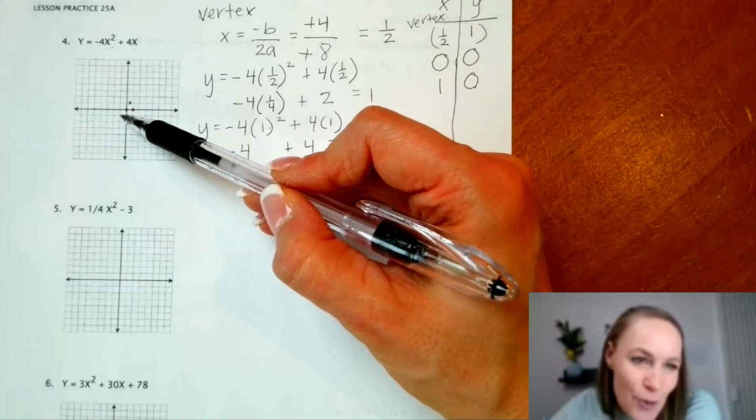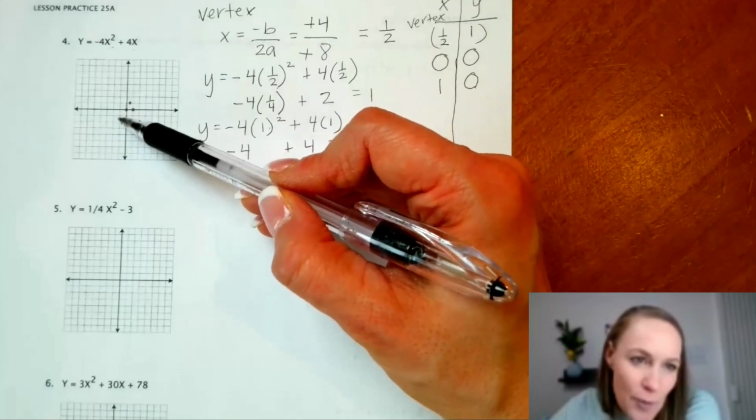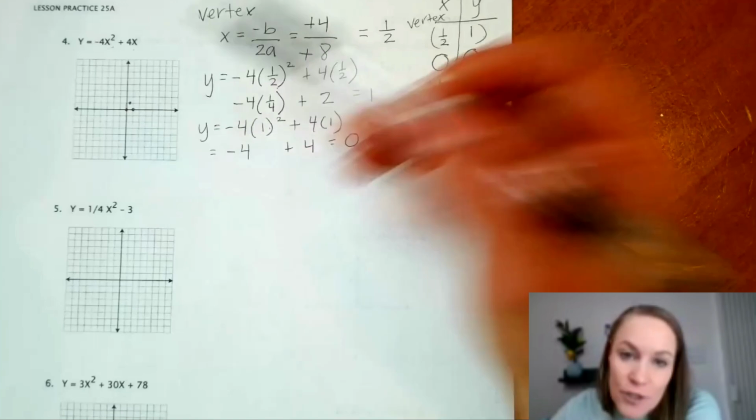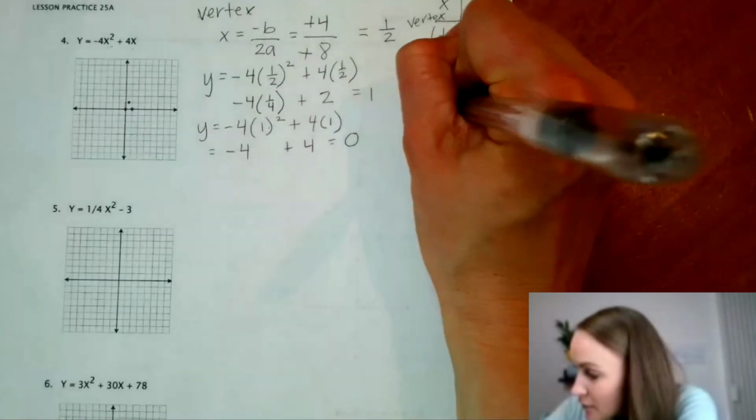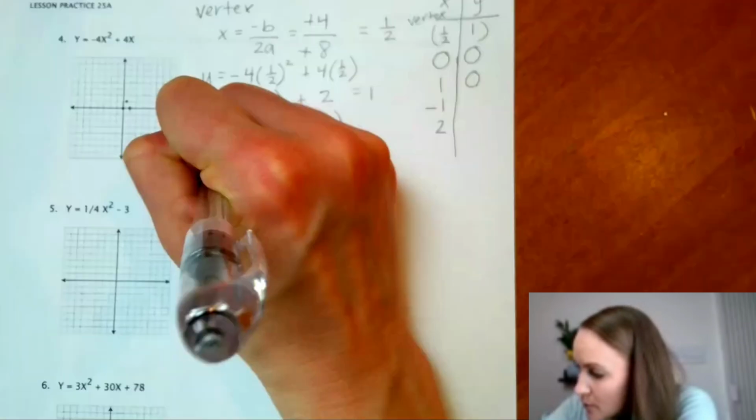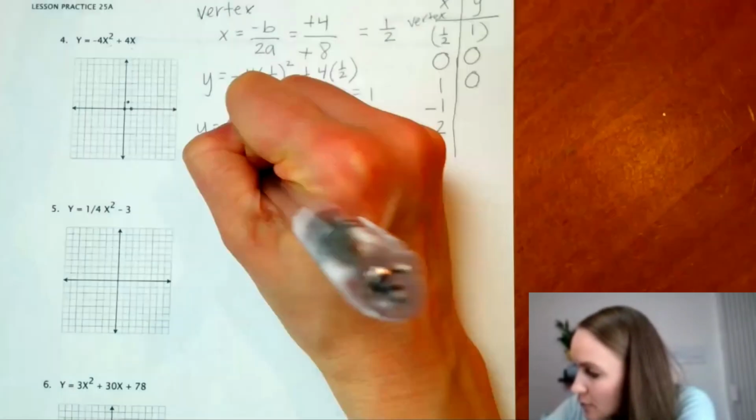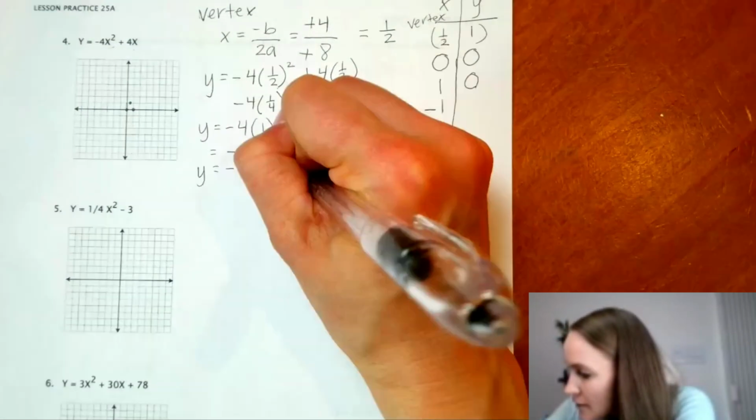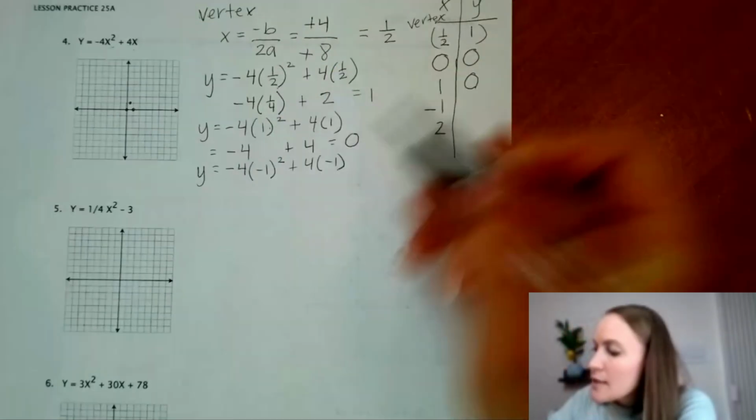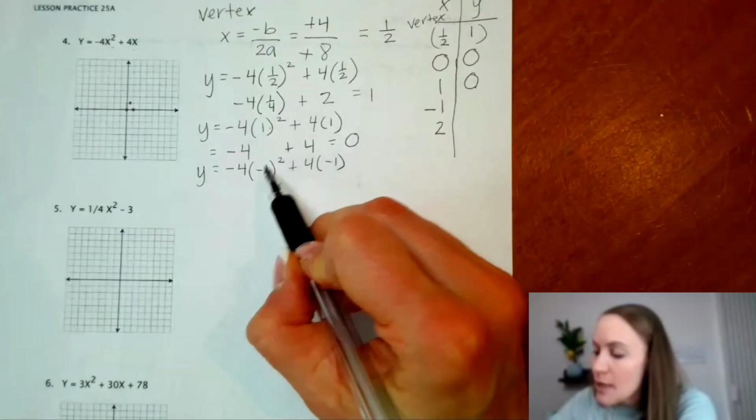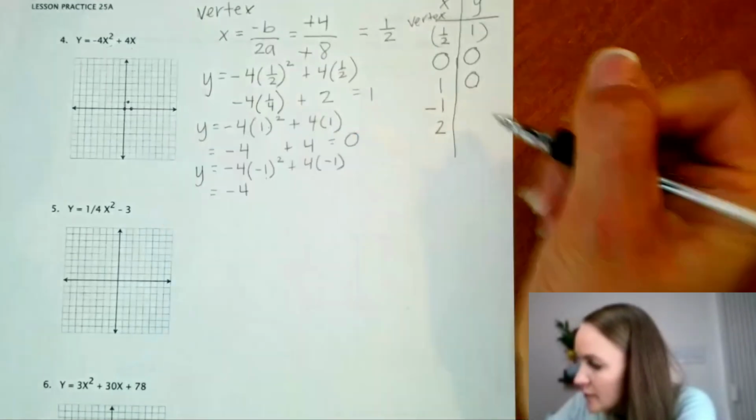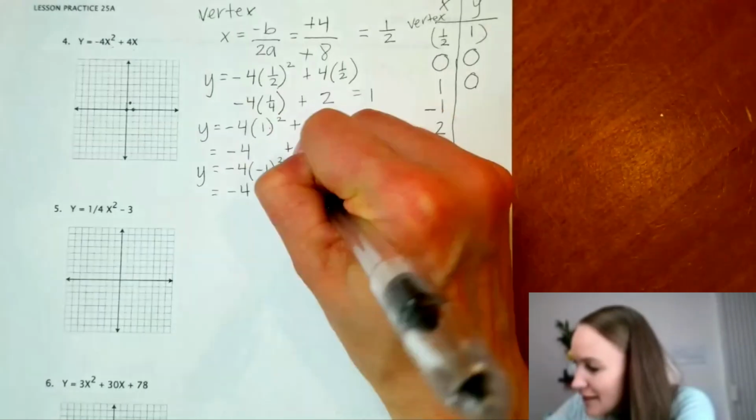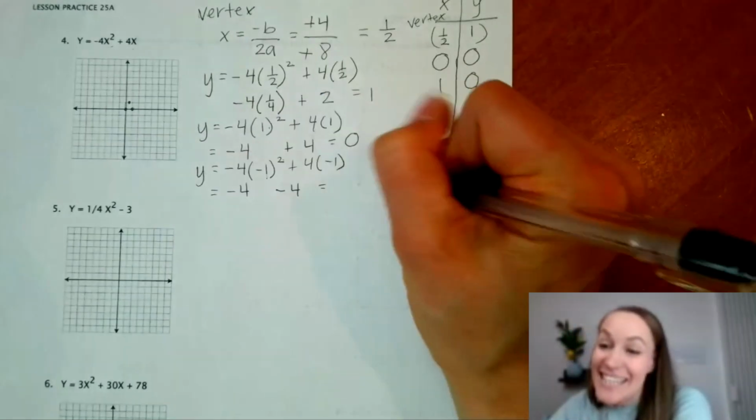Well, since we're at 1/2 there, we can do this equidistant thing. I could plug in 1 and figure out where we are. And I mean, I could plug in -1 and positive 2. So let's go ahead and plug in negative 1. So y equals negative 4 times negative 1 squared plus 4 times negative 1. Negative 1 squared is positive 1. Positive 1 times negative 4 is negative 4. 4 times negative 1 is negative 4. Negative 4 minus 4 is negative 8.